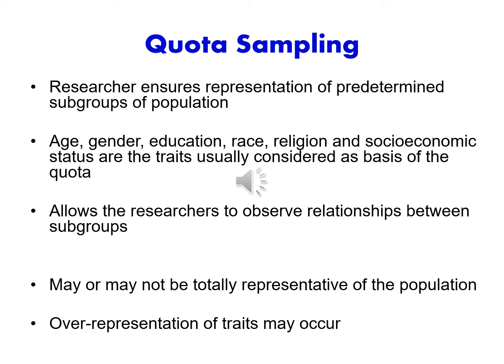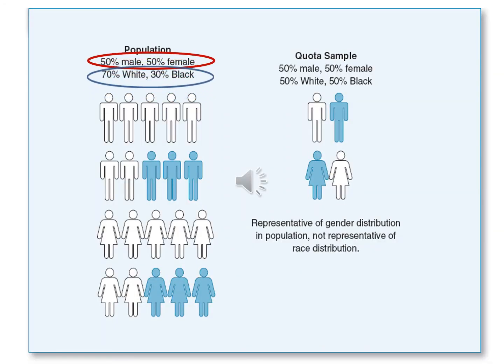May or may not be totally representative of the population. It is totally representative of the population when you take a proportionate sample. But when you take disproportionate quotas, you allocate your own quotas for each group or subgroup in the study, then it may not be representative of the total population, or it may overrepresent the traits if the disproportionate sample is taken. So this figure is showing you the quota, and you see there are two kinds of quota, male and female, 50-50%. Sorry, in this the population both are equal, so this is the proportion.